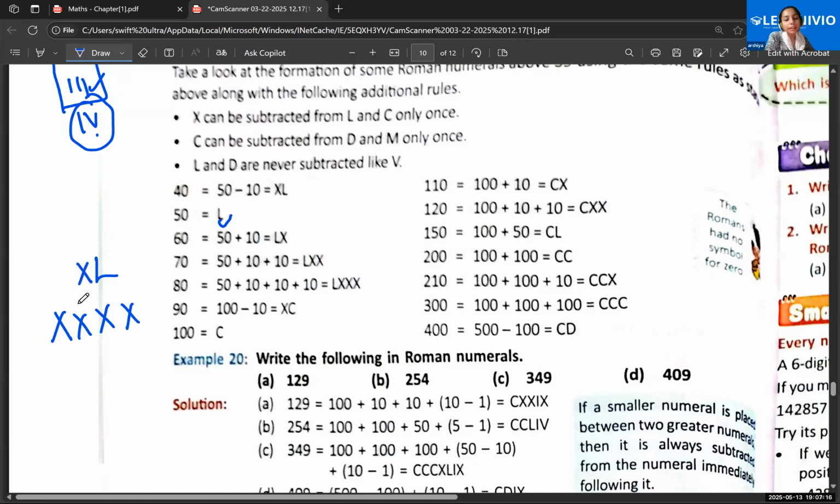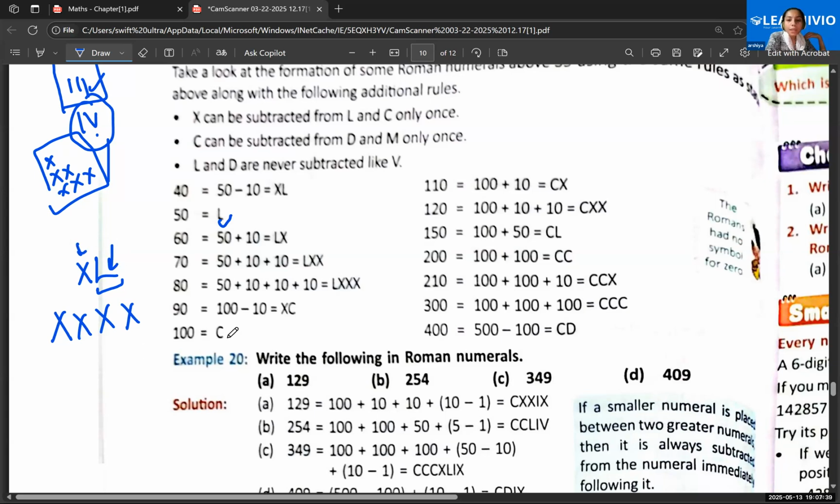So you can learn it like this: till 3, the terms will repeat themselves. Like this is 10, then this is 20, this is 30. But for 40, we will not write this 4 times. It will always be 5 minus 1, whatever term we have for 5. So here for 50, we have L, and L minus 10.